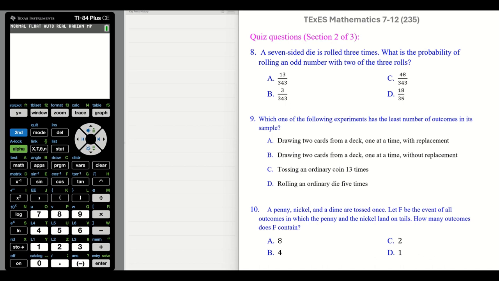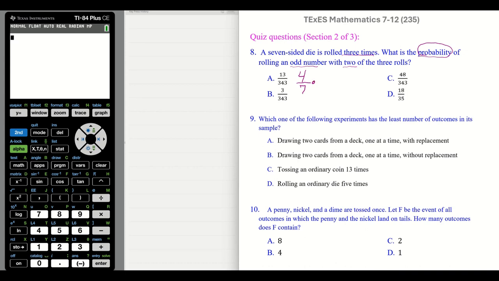Number 8. A 7-sided die is rolled 3 times. What is the probability of rolling an odd with 2 of the 3 rolls? Well, we are working with probability, but it's very basic, part over total. So we know that we have a 7-sided die and we have 3 events. So the first event has a total of 7, and odd numbers would be 1, 3, 5, and 7. That's 4 out of the 7.